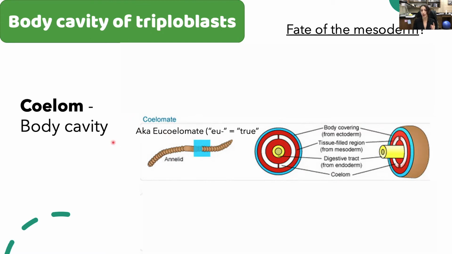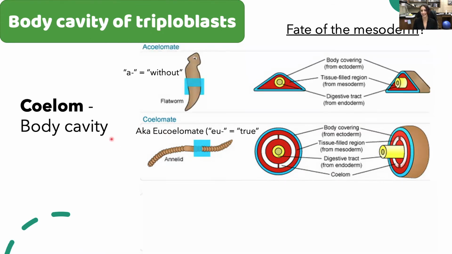Now, if you don't have this body cavity, you're called acoelomate. Our acoelomate organisms include the flatworms that we'll talk about in coming slides. A means without here. So acoelomate organisms do not have that body cavity. Again, this is what it would look like in cross section. Notice we do not have that true body cavity as we do with our annelid worm.